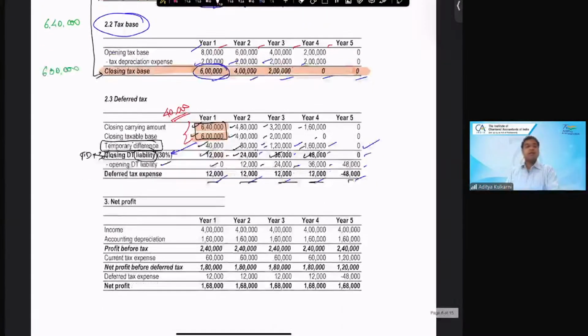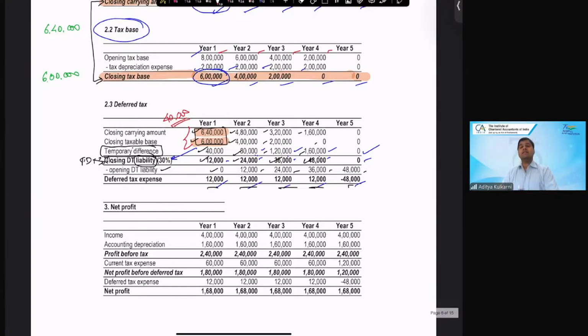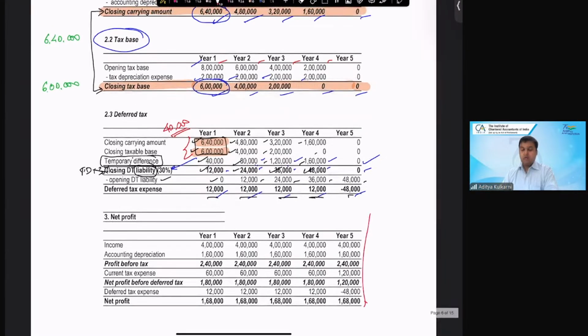So 12,000 rupees is your deferred tax expense for the first 4 years. And in year 5, the difference is 0. That means the asset is fully recovered. Did you understand? Yes, sir.